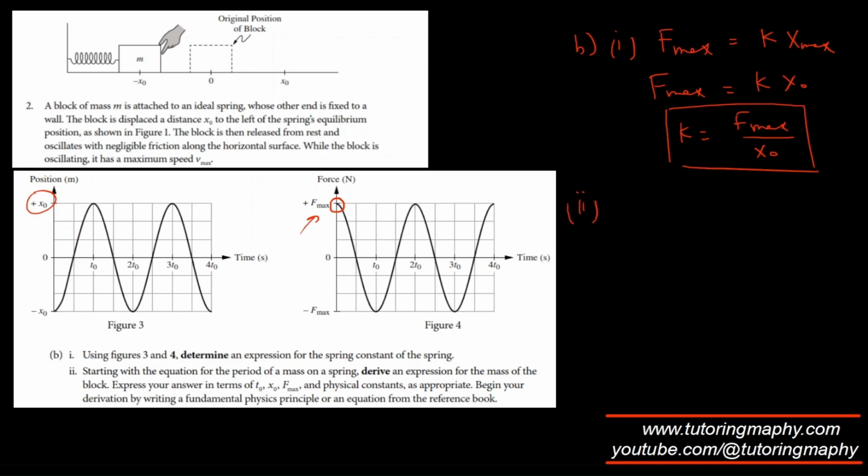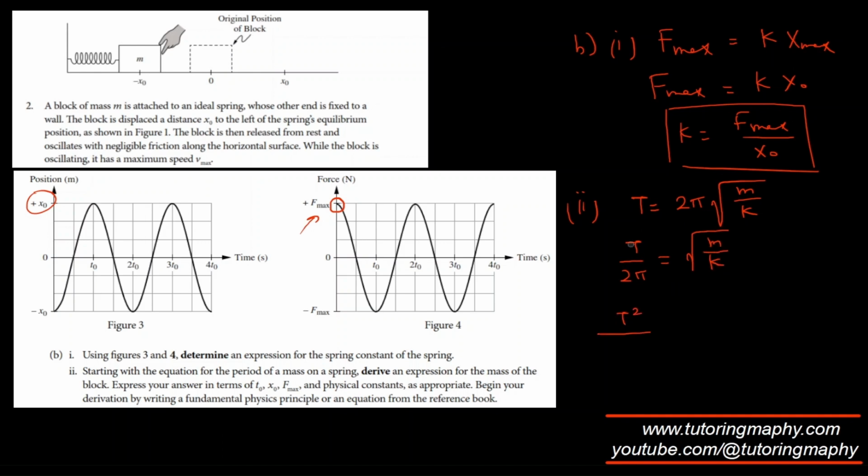Now, starting with an equation for the period of the mass of a spring, derive an expression for the mass of the block. Begin your derivation by writing a fundamental physics principle or an equation from the reference book. So I know that the time period for a spring mass system is given by 2 pi square root m over k. I need to find the mass, so I'm going to divide by 2 pi both the sides first, and then I can square both the sides.